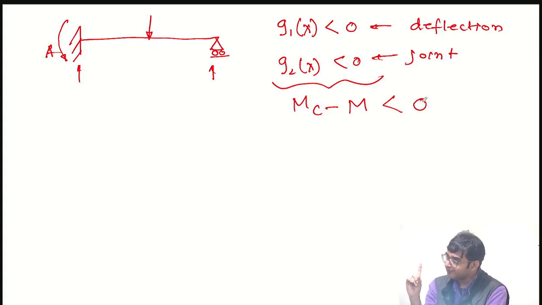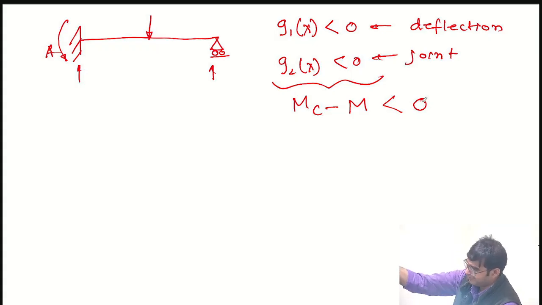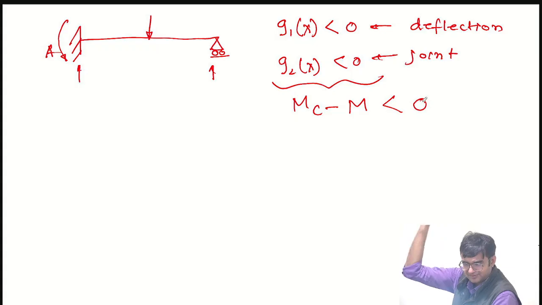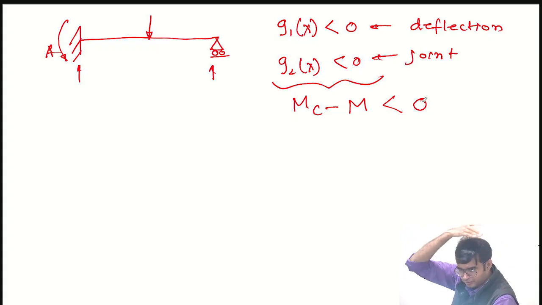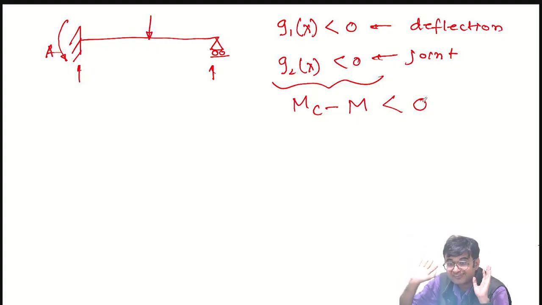Now the question is, when will this system fail? We know that the first limit state will be reached when deflection is more than some limit. The second one is when the bending moment at A is more than a certain limit. But when will the system fail? What do you think?